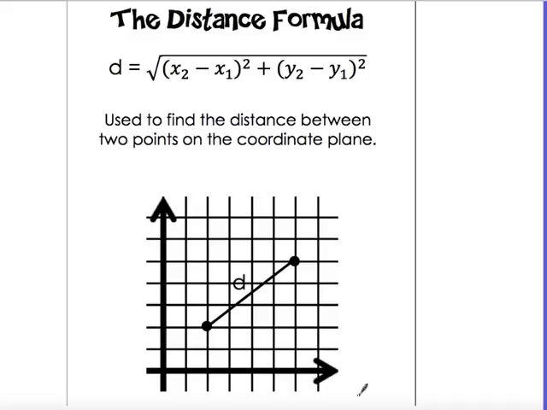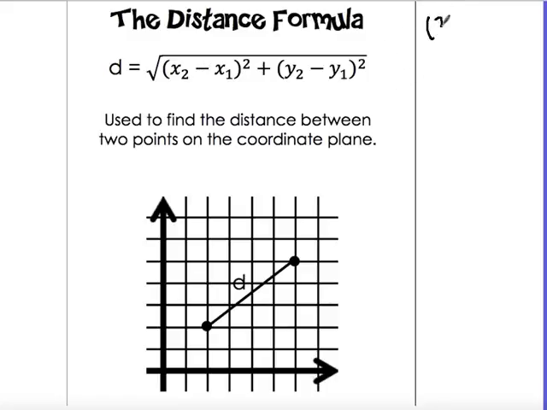The distance formula can be used to find the distance between 2 points on the coordinate plane. Your distance formula, again, is d equals the square root of (x2 minus x1) squared plus (y2 minus y1) squared. On the actual formula, it does say x2 minus x1 and y2 minus y1, but those subscript numbers are really there just to be picky.